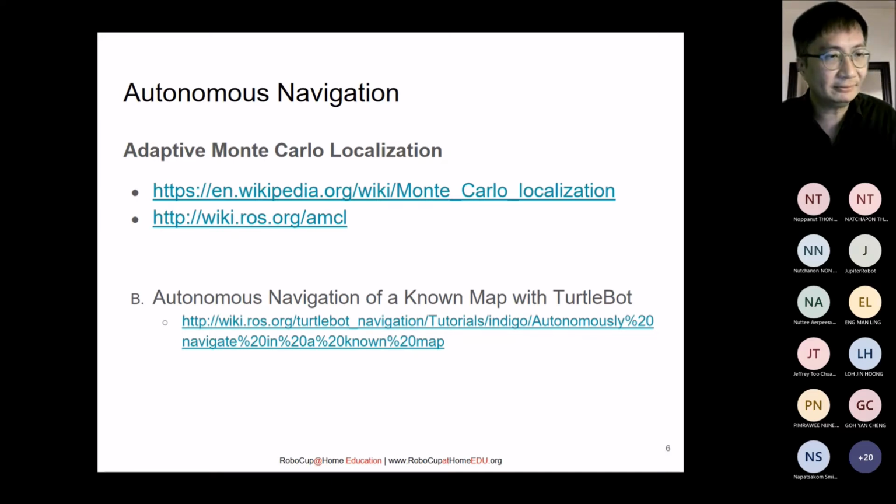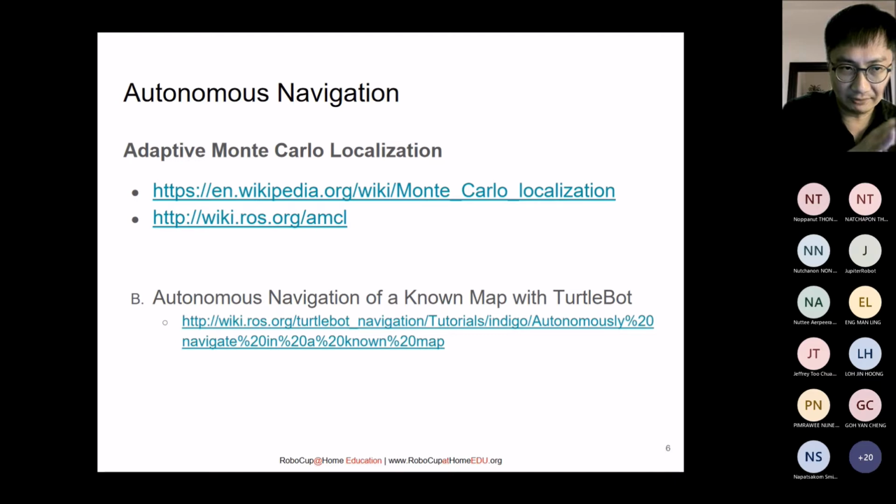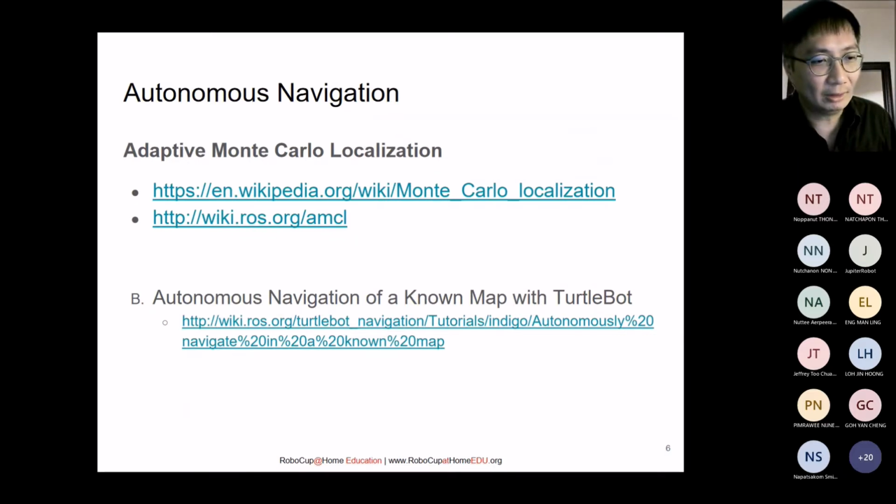This AMCL, the adaptive Monte Carlo localization, you can read more from Google, from Wikipedia to understand the concept. You can even read the mathematical explanation on this. You can find a lot of resources online about Monte Carlo localization, and you can go to the ROS wiki to understand how it is implemented in ROS. But if you want to skip all this, let's go to how we run this. In order to run this, you can refer to the TurtleBot Autonomous Navigation using a known map. Known map means the map that you already built. You can go to that link, but I'm going to show you the demo of this.